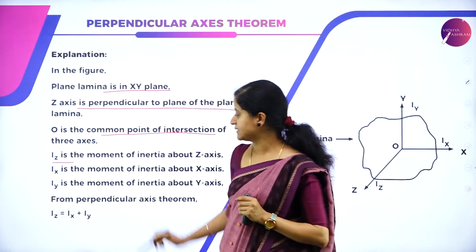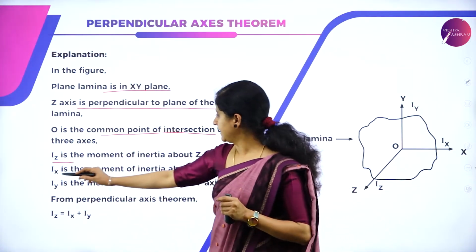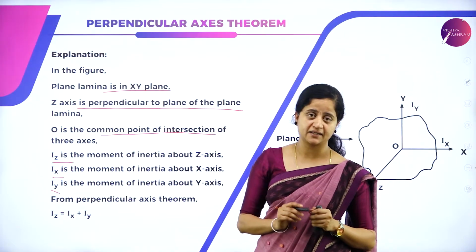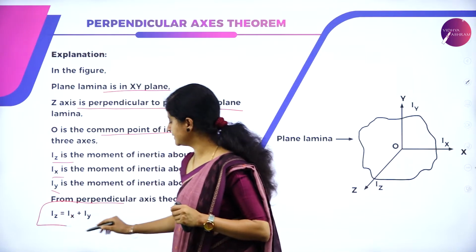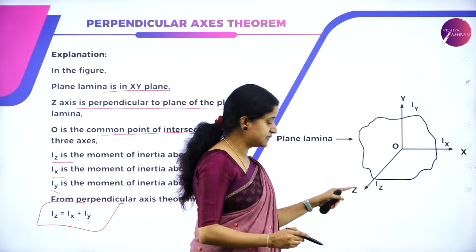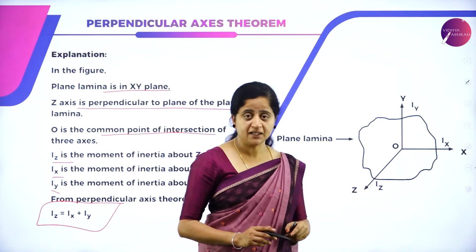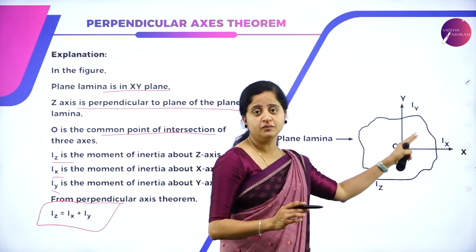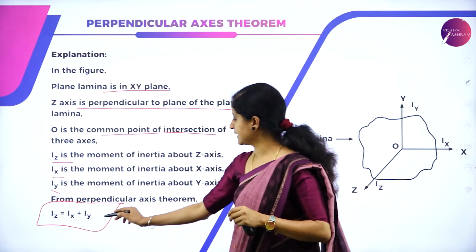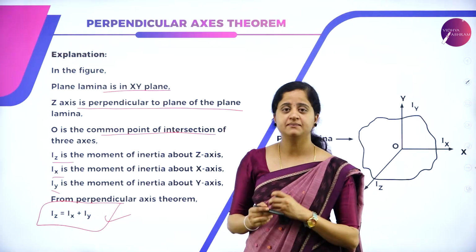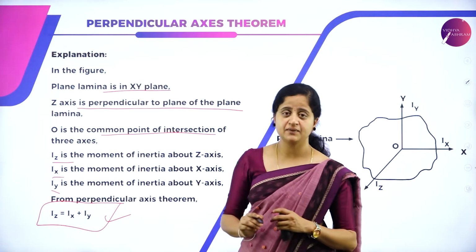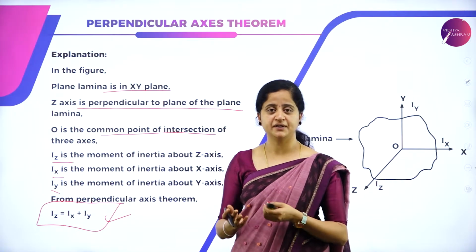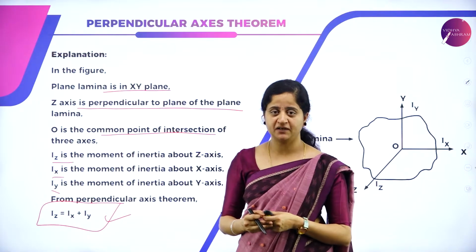And I told you Iz is the moment of inertia along the z-axis and Ix is the moment of inertia along the x-axis. Iy is the moment of inertia about the y-axis. Then according to the perpendicular axis theorem, the moment of inertia along z, that is Iz, can be calculated by taking the sum of moments of inertia of two mutually perpendicular axes, that is Ix plus Iy. So simple, Iz is equal to Ix plus Iy. Similarly, we can also write the expression for the moment of inertia of any axis which is perpendicular to the plane. So this is all about the perpendicular axis theorem.